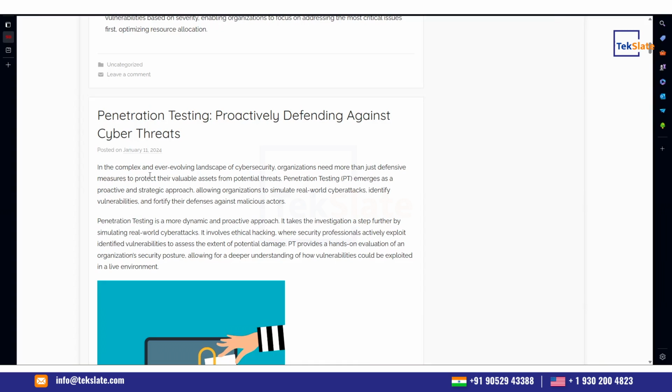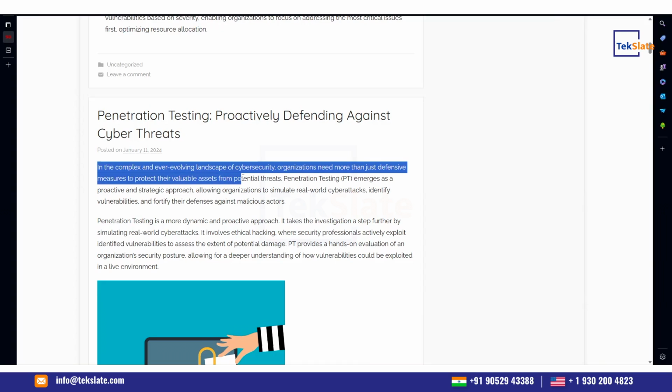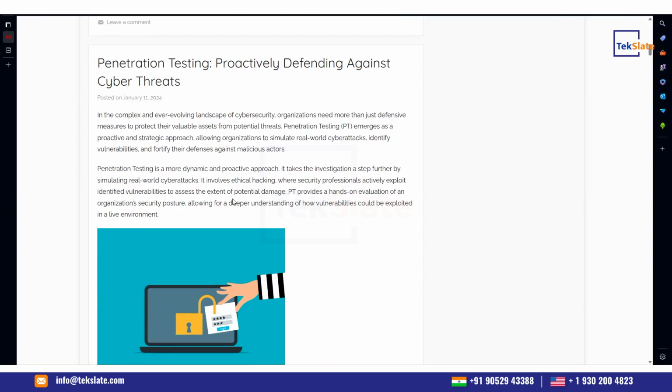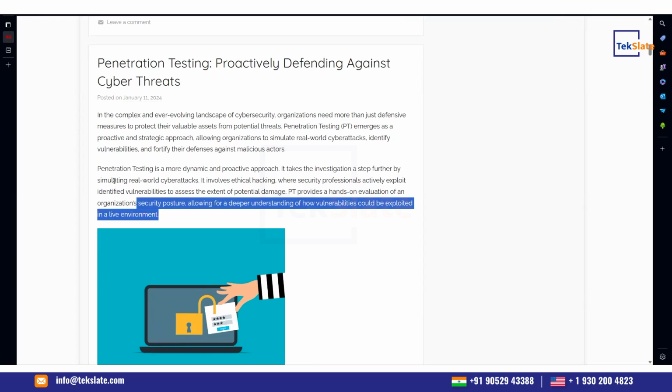In the complex, ever evolving landscape of cybersecurity, organizations need more than just defensive measures to protect their valuable assets from potential threats. Penetration testing emerges as a proactive and strategic approach, allowing organizations to simulate real-world cyber attacks, identify vulnerabilities, and fortify their defenses against malicious actors. There are malicious actors available online, as we discussed previously, who can harm our organization rapidly.